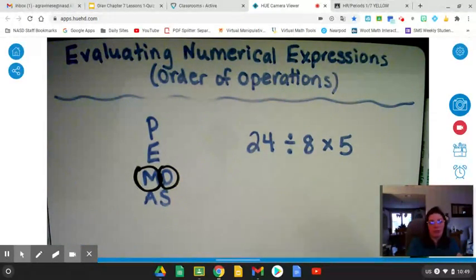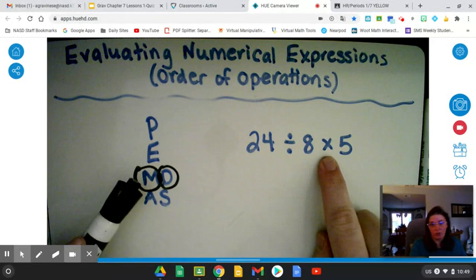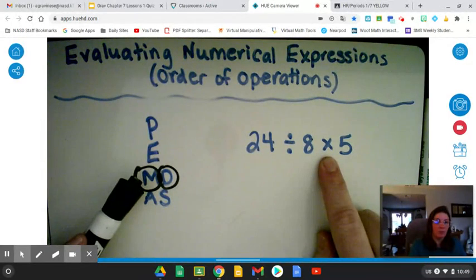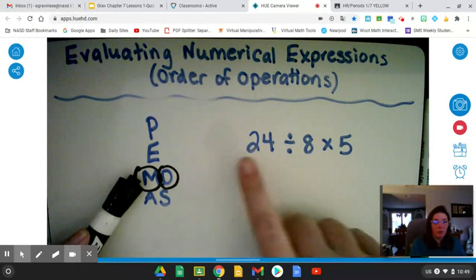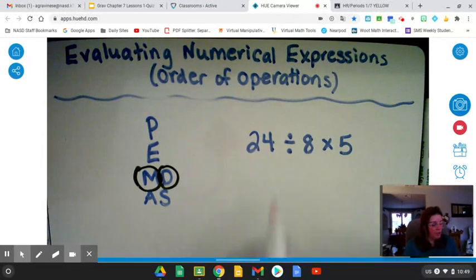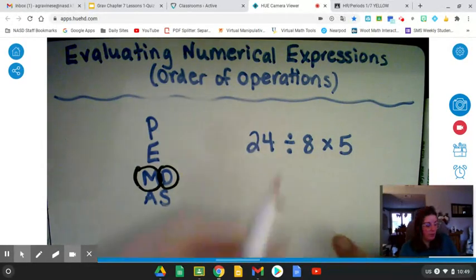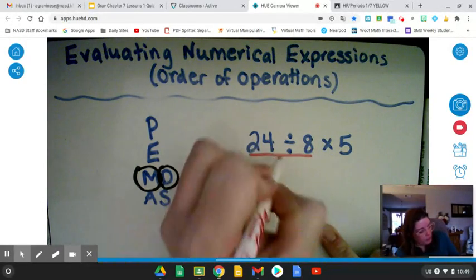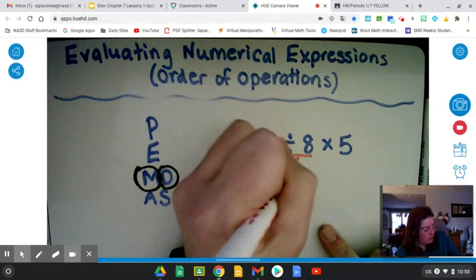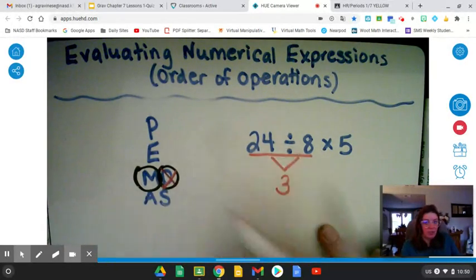And here's where things can get confusing. Because the M is first in PEMDAS, a lot of people might want to do the multiplication first. But for this example, remember that multiplication and division, if you have both of them, you go left to right, like you would read a book. So I would perform the division first because it's on the left side of my problem. So 24 divided by 8 is 3. I did my division because that was on the left side.